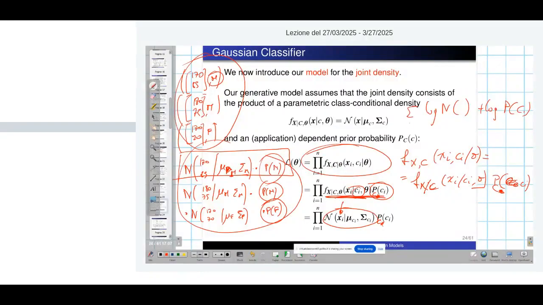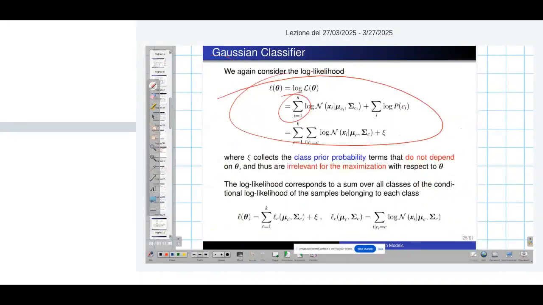Then I have a sum over samples. I group together the terms that depend on the density, and I group together the terms that depend on the prior probability, and I can write my expression in this way. For each sample, I have the density computed at the sample using the parameters of the corresponding class. So for example, for the first sample, again (170, 85), I would use mu_m and sigma_m. For the second also. And for the third, I will use (170, 70), female and female.